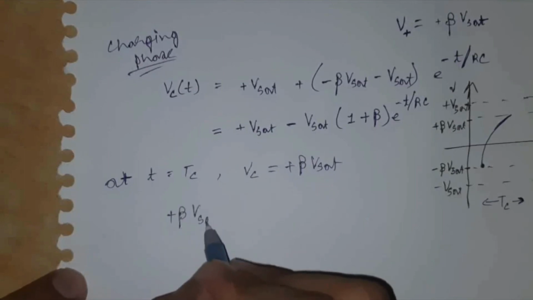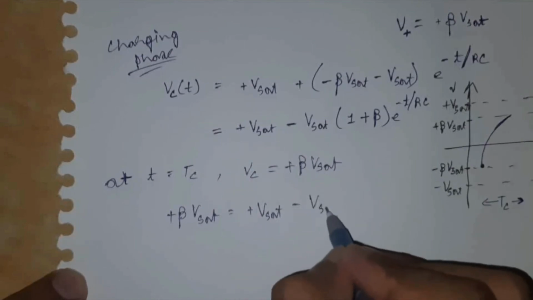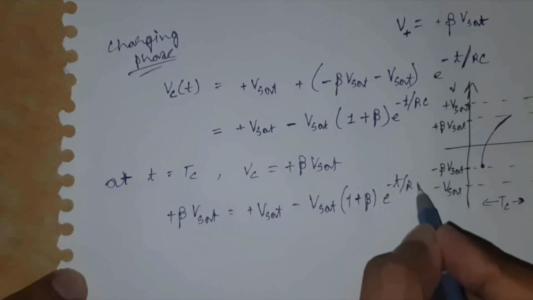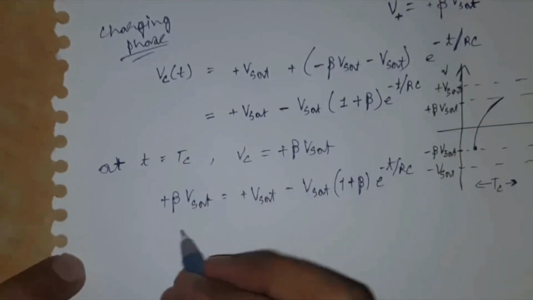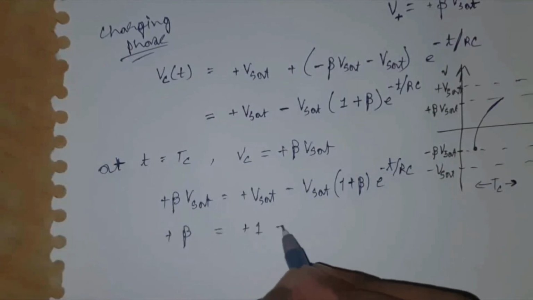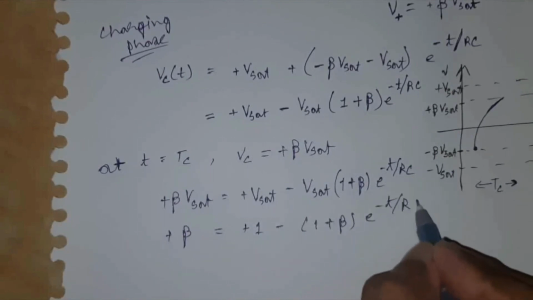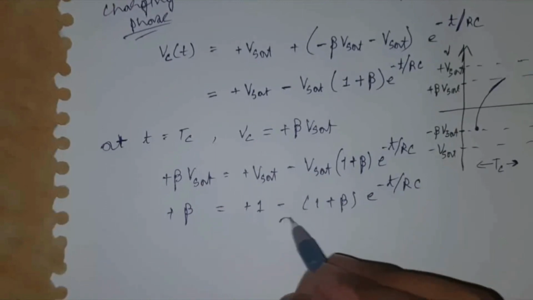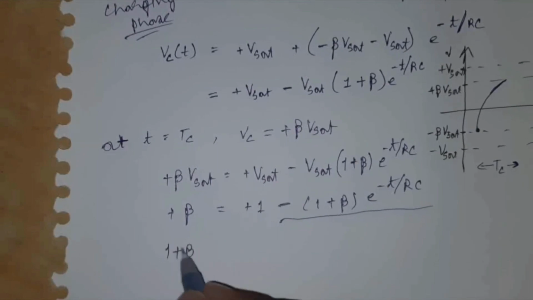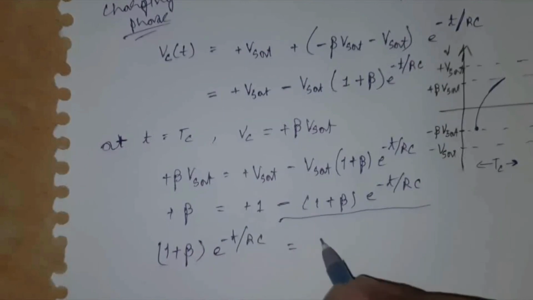So it is plus beta Vsat is equal to plus Vsat minus Vsat 1 plus beta e to the power minus t by RC. So Vsat just cancels out. Plus beta is equal to this plus 1 minus 1 plus beta e to the power minus t by RC. So we bring this term on the left side, so this minus becomes plus, and it is 1 plus beta e to the power minus t by RC is equal to 1 minus beta.